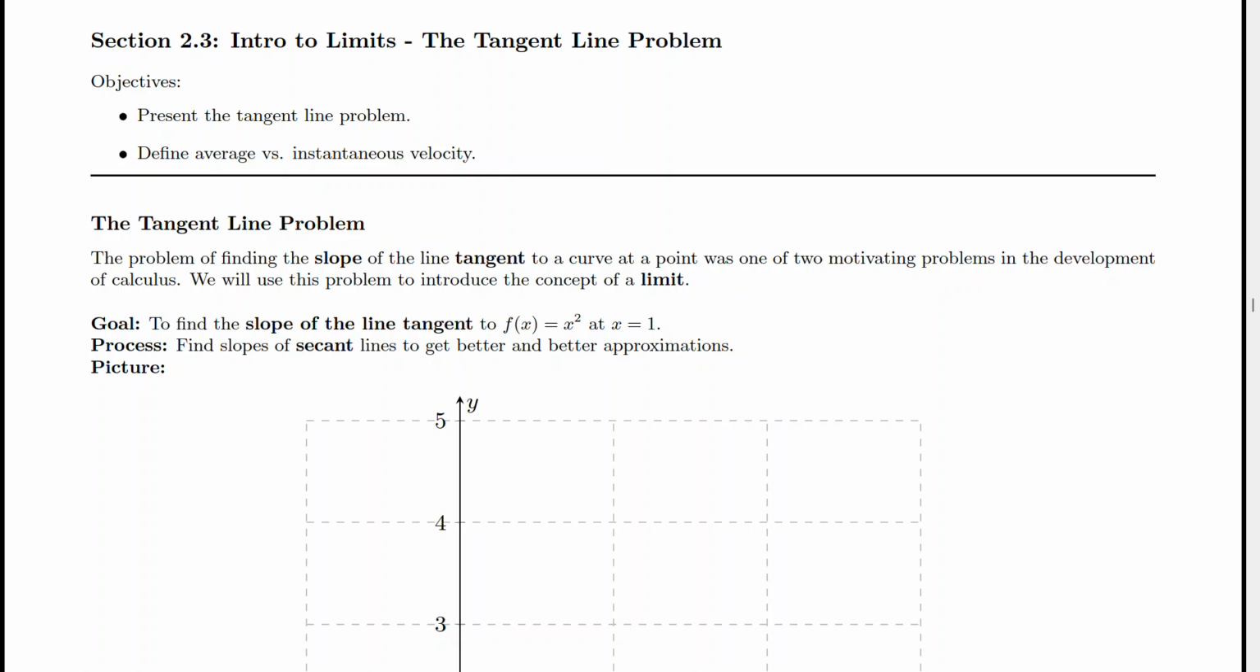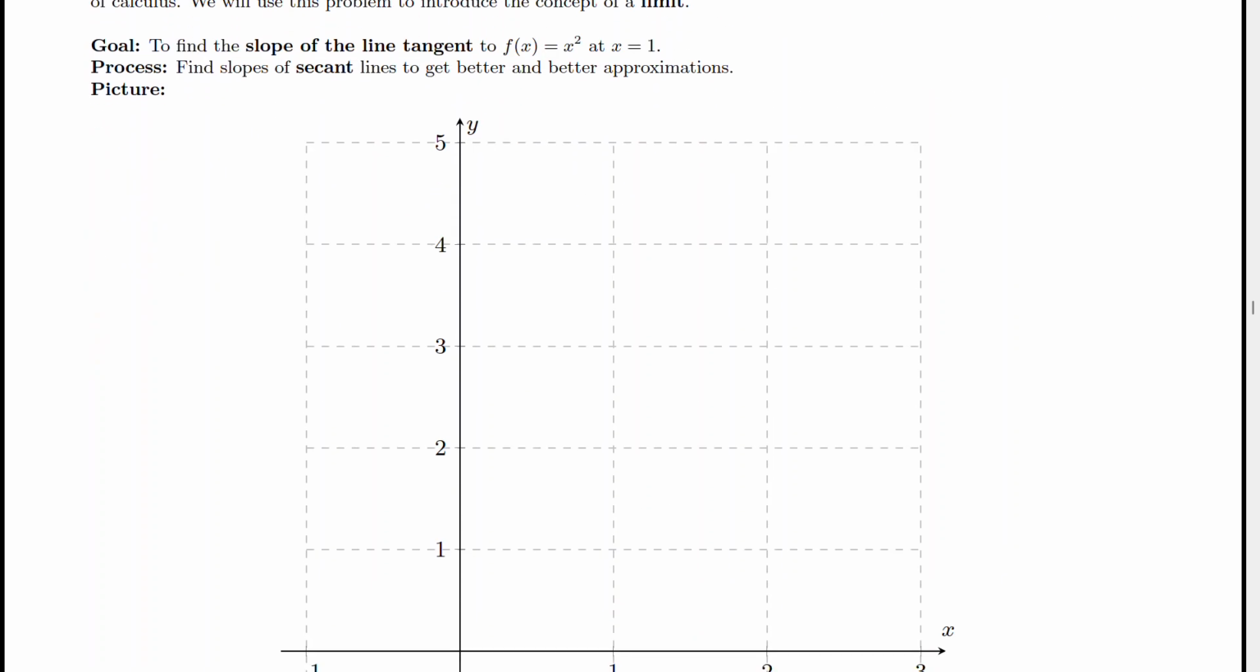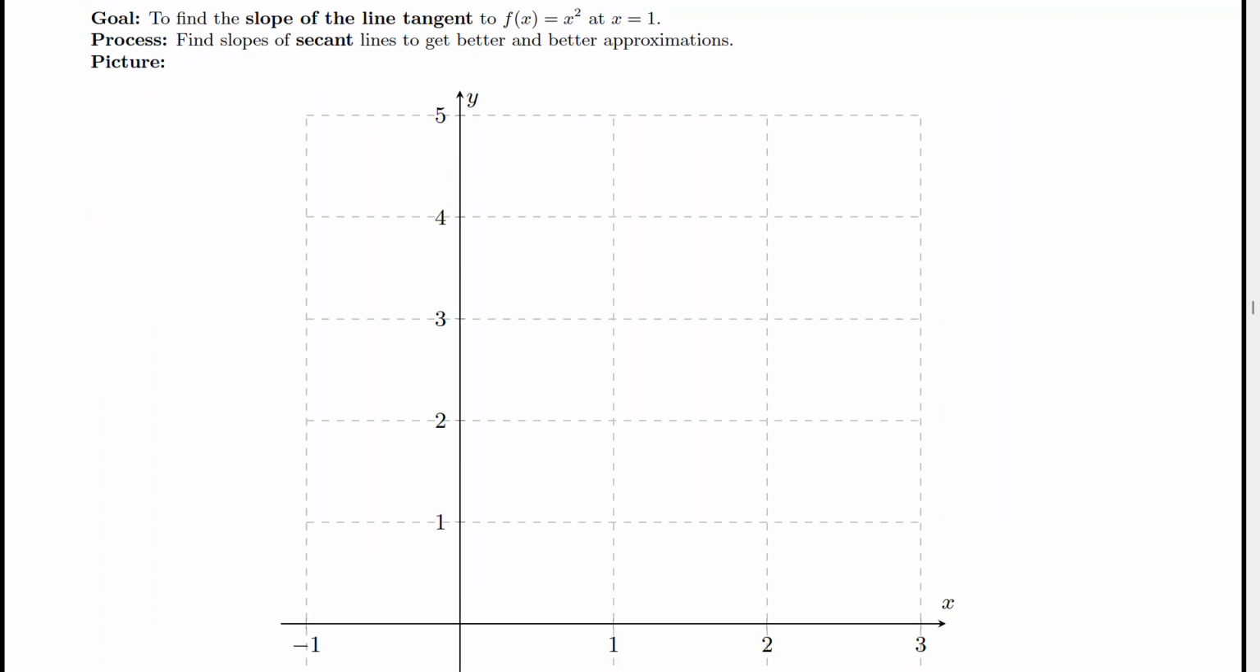So the question here is, suppose we want to know the slope of the line tangent to the function f of x, which is equal to x squared at x equal to 1. This is a parabola. We want to know the slope of the tangent line. So let's get a picture going so we can really understand what's going on here.